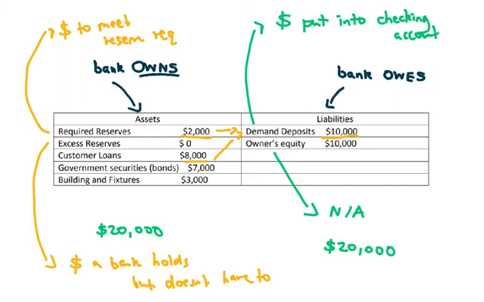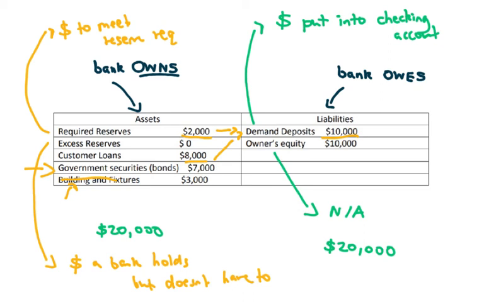And then we've got bonds, government securities. This is $7,000. So this is an asset to the bank because the government is borrowing money from this bank, and it's $7,000 worth of government securities. And then building and fixtures is basically the value of the property on which the bank operates. I will tell you, this one here will never matter. This one with the government securities could potentially matter down the road, but we're not ready for that yet. I will bring up the idea of bonds when we need to know that, but for now, just don't worry about that.